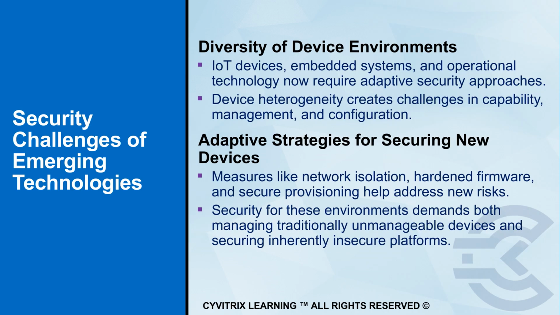And finally, we zoomed in on emerging technologies. Securing IoT devices, embedded systems, operational technology environments, and containerized applications brought to light a reality we must accept, that our environments are no longer homogeneous. Devices vary in capability, longevity, control interfaces, and update models. Securing them requires adaptive strategies, network isolation, hardened firmware, and secure provisioning. We must learn to secure the unmanageable and manage the insecure.